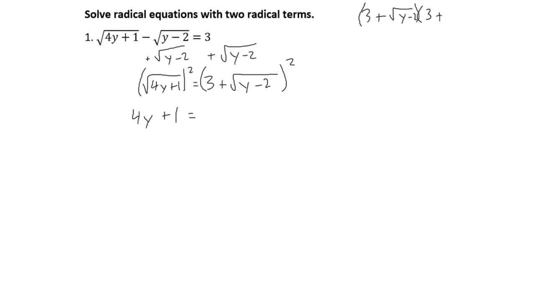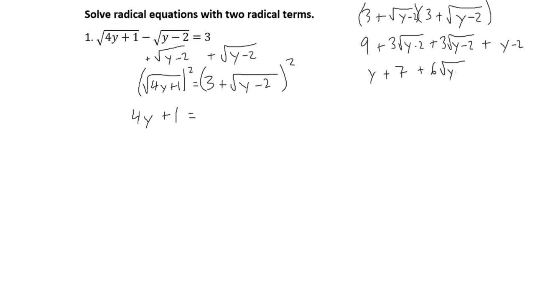I don't want to try and do this in my head. And so 3 times 3 is 9, then plus 3 radical y minus 2, plus 3 radical y minus 2, plus radical y minus 2 squared, because you're multiplying by itself, gives you y minus 2. Simplify that, and you get y plus 7 plus 6 radical y minus 2, which we write over here. Y plus 7 plus 6 radical y minus 2.